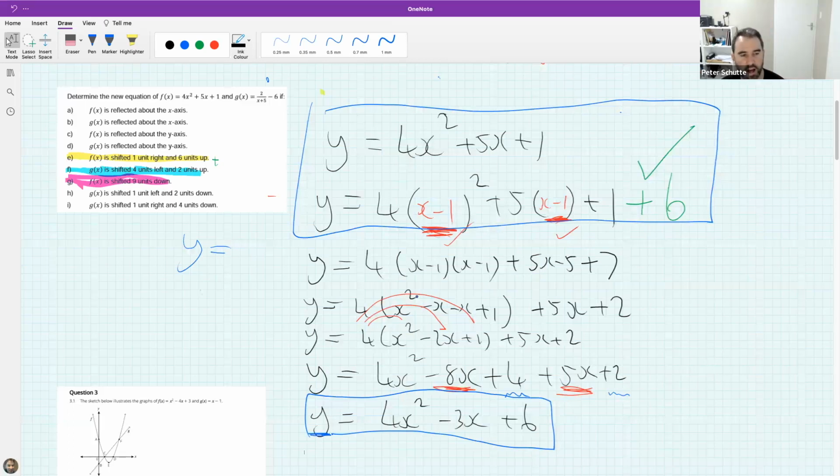Awanda asked, why was it x minus 1 and not minus x? Very good question. In the previous questions, I was asking about reflecting. And when you reflect over an axis, you change the sign in front of the opposite variable. From question E, I was shifting. And so these are questions where you're shifting left and right or up and down. And that's why. So I hope that answers your question.